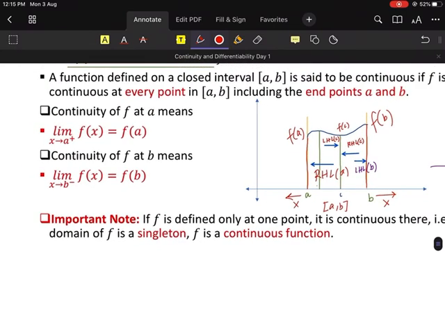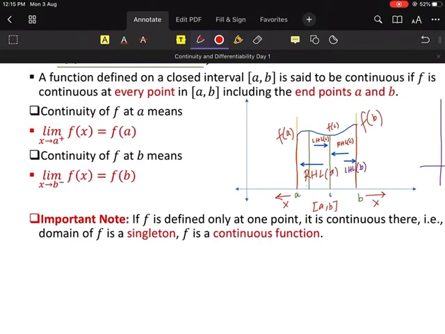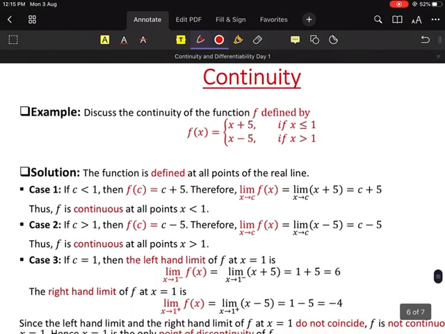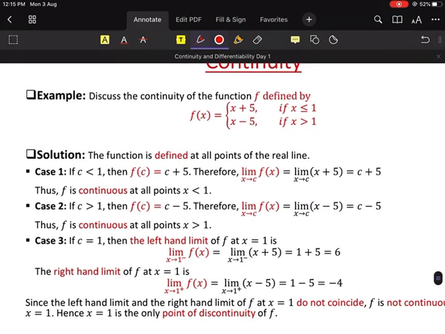I hope you guys are clear about the endpoints and about the singleton. Okay, now let's move on to discuss one problem.